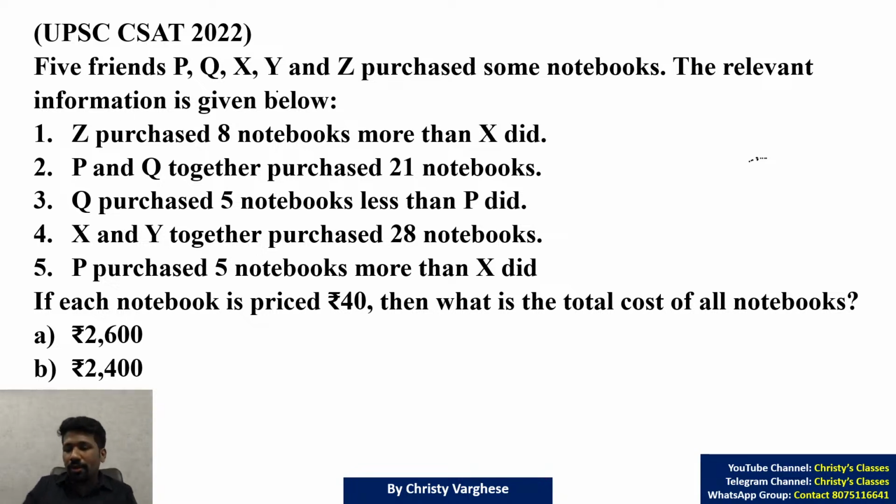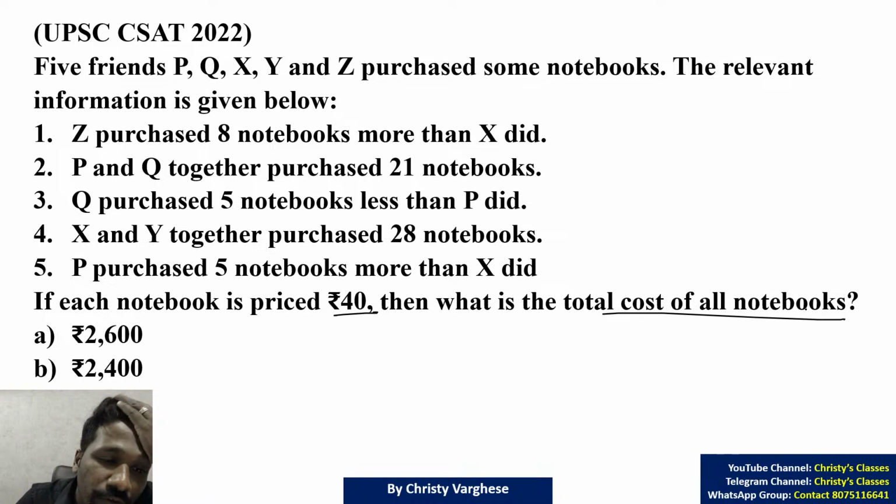Okay, so this question, due to lack of time, I will start explaining. 5 friends P, Q, X, Y, Z purchase some notebooks. The relevant information is given below. So 5 statements are given. If each notebook is priced 40, then what is the total cost of all notebooks? First of all, I will tell you some points of improvisation. In this question, whether that improvisation can be done or not, that you can check.